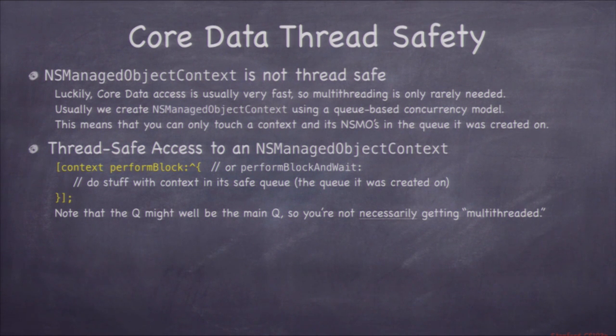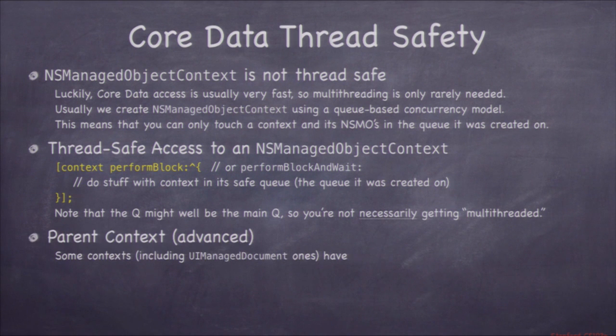Now, that safe queue might be the main queue, so this is not necessarily giving you multi-threading, okay, but it will be safe. So get in the habit of doing this, because if you do come to a day when you're using NS managed object context and you're creating them on different queues, so you can load the database in one queue while you look at it in another or whatever, which is all doable, you need to be doing this perform block. It doesn't hurt to do it, so might as well do it.